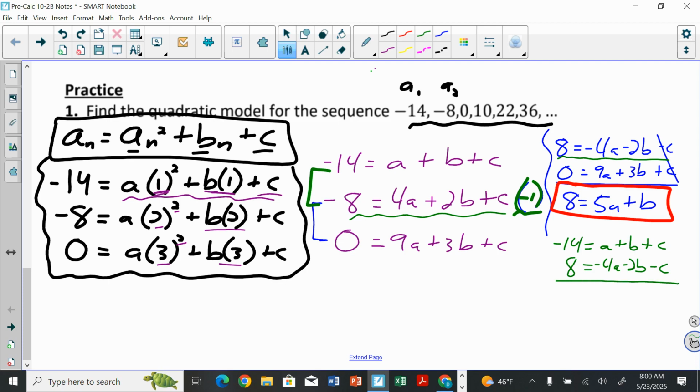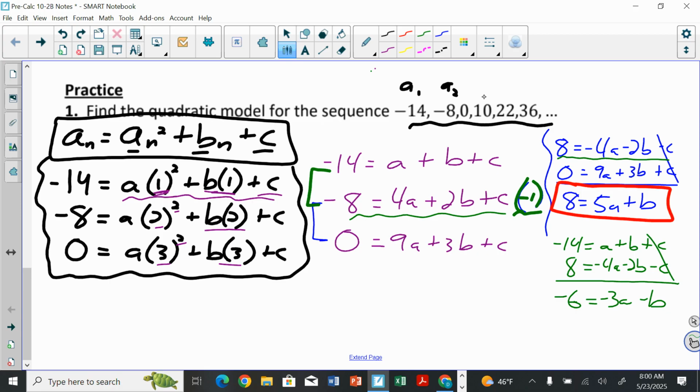So now when I use elimination and add these up, the C is going to be gone, and I'm going to be left with -6 here when I add. This is going to be -3A, and then -B right here.